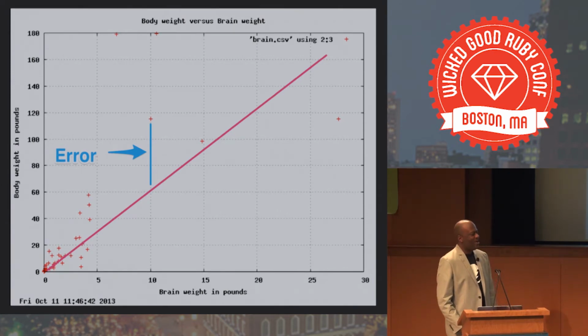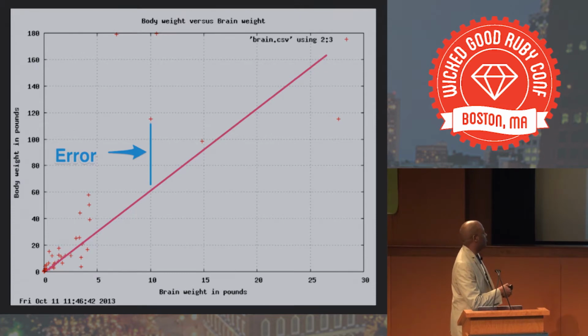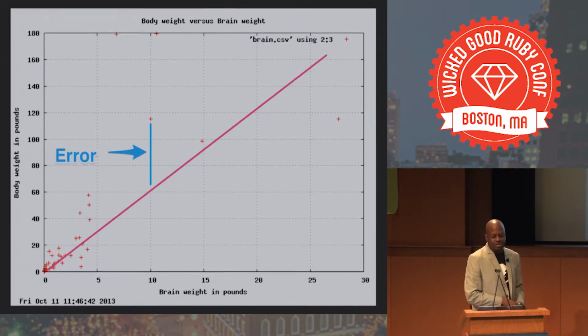Okay, so here's the error. The error is the distance between the slope, the line, and the actual point. Basically, we're going to minimize that to draw a line. That is not a real line. That is a drawing in Sketch.